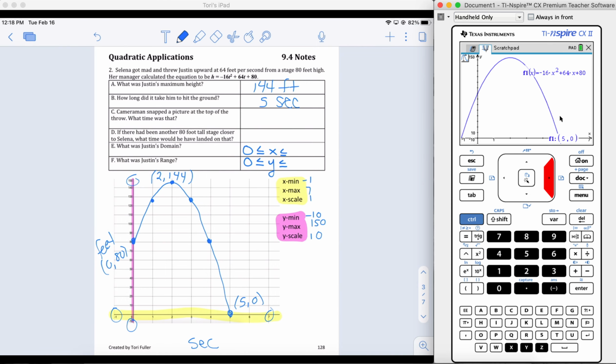Says a cameraman snapped a picture at the top of the throw. What time did that happen? So time is my x's. So what time did I take the picture? That would be at 2 seconds.